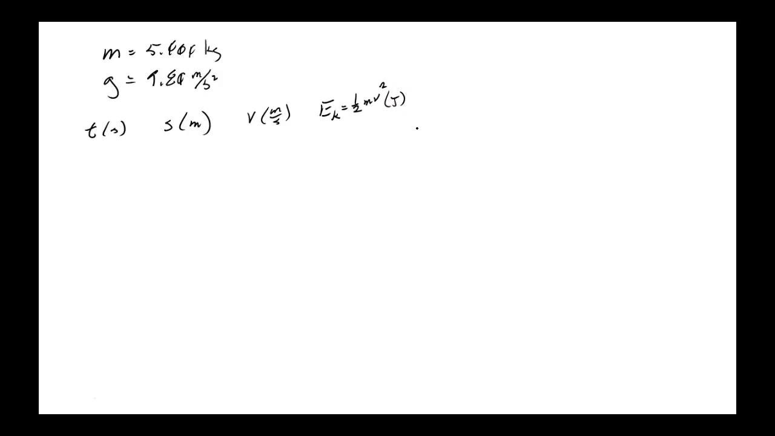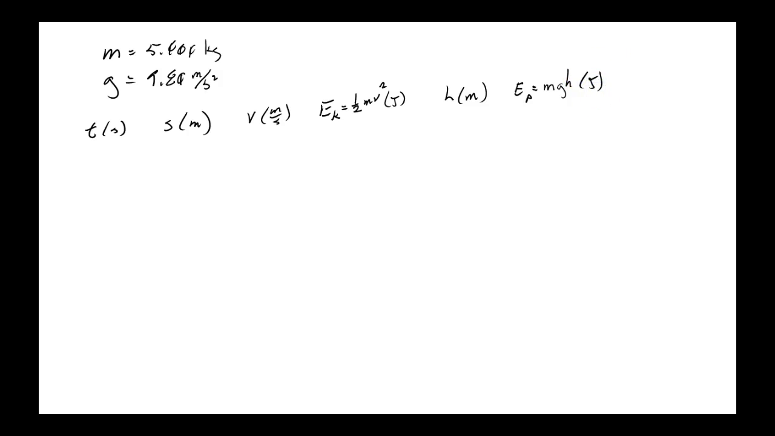Okay, the next one is your h. That's how high the block is above the ground. That would be in meters. And then you have the gravitational potential energy, and a reminder. Anyone remember what that formula was? mgh. Okay? All right. And that will also be in joules.